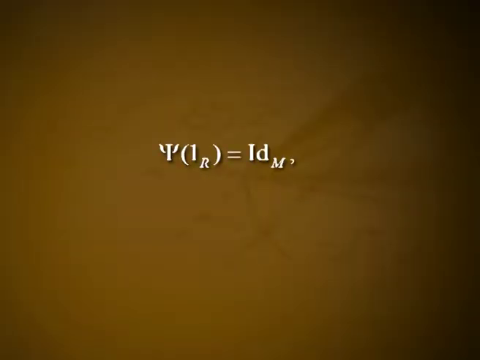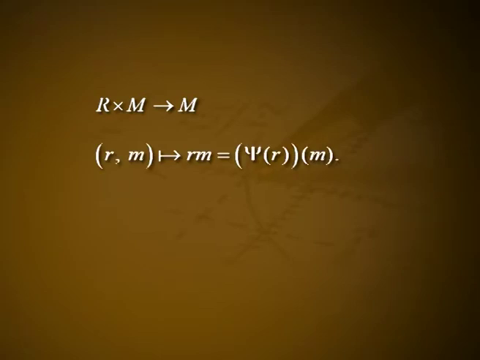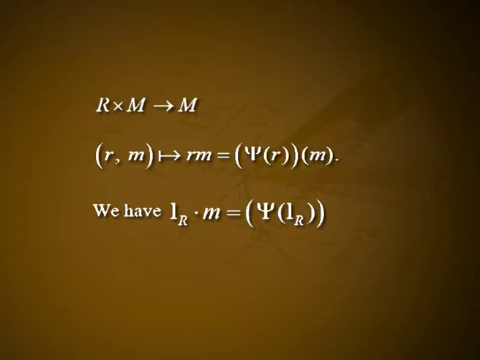Conversely, suppose that psi of 1_R is equal to ID_M, where psi from R to End M is a ring homomorphism. We consider the scalar multiplication defined as above: R cross M to M, (r, m) to rm, which is equal to psi of r of m. We have 1_R times m is equal to psi of 1_R of m, which is equal to ID_M of m, which is equal to m, as desired. Proof of 2 is similar and is left to the assignments.